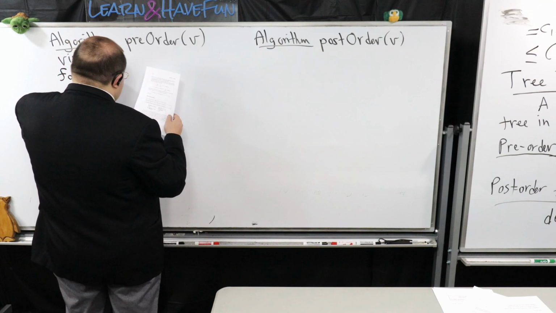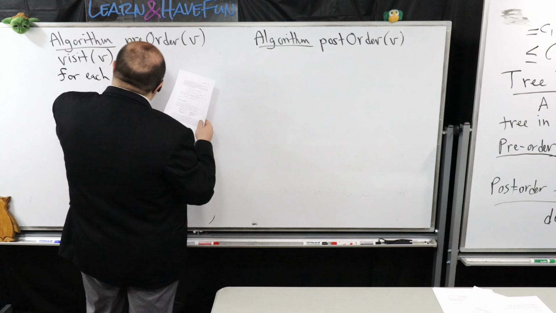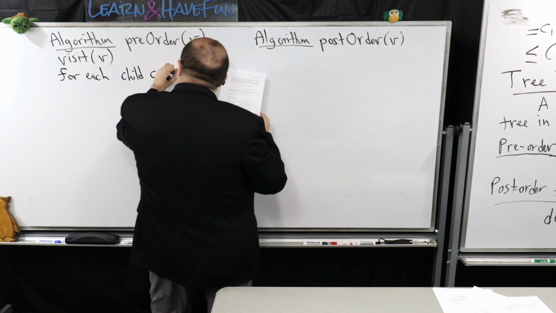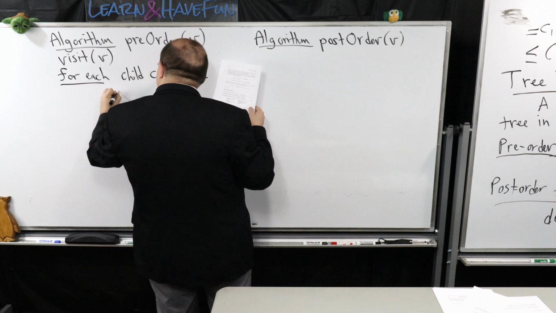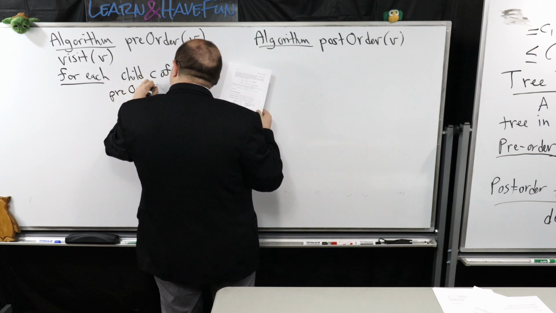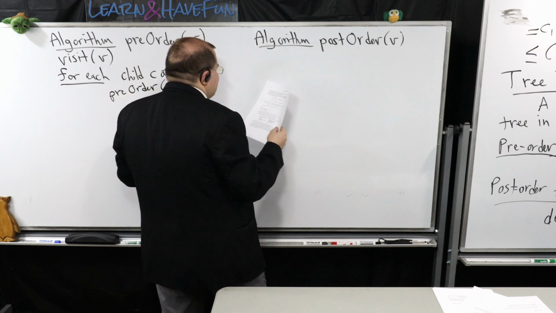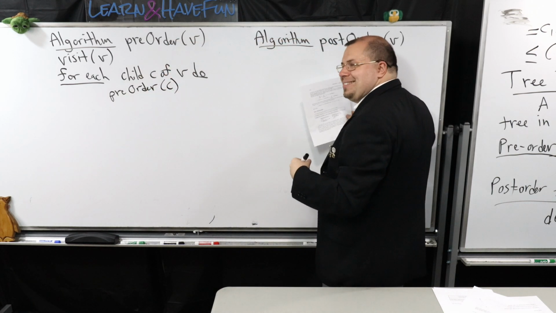So for each child C of V, so for each one of the children, all you do is you apply pre-order. So pre-order on each child. That's all it is. That's all it is.